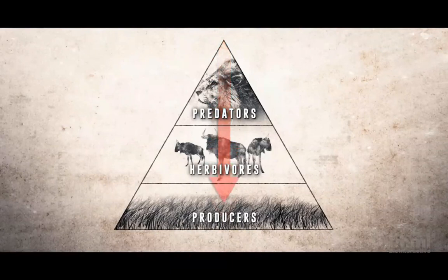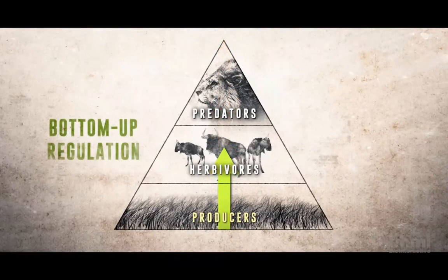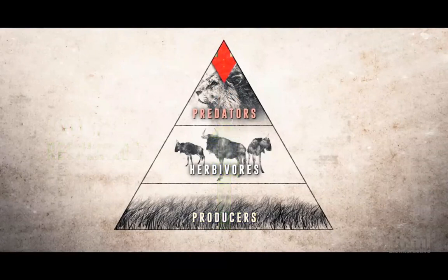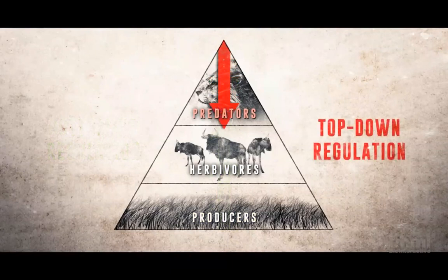When a population is limited by its food supply, we say that it's regulated from the bottom up. If, however, the population is limited by predators, we say that it's regulated from the top down.